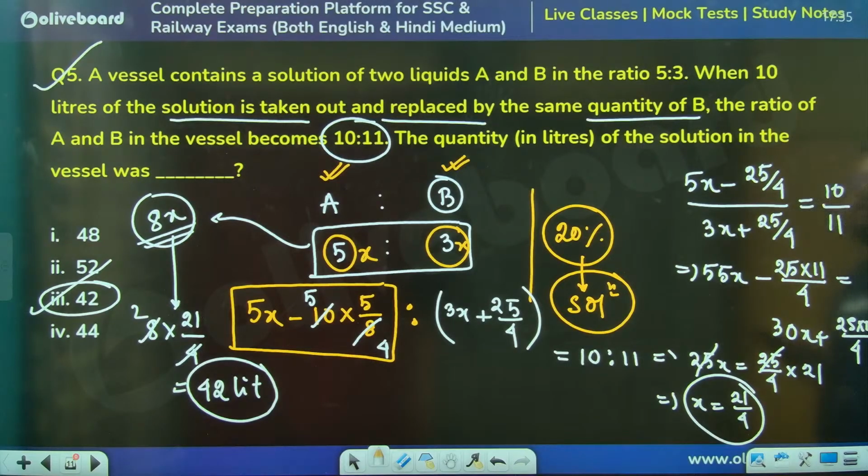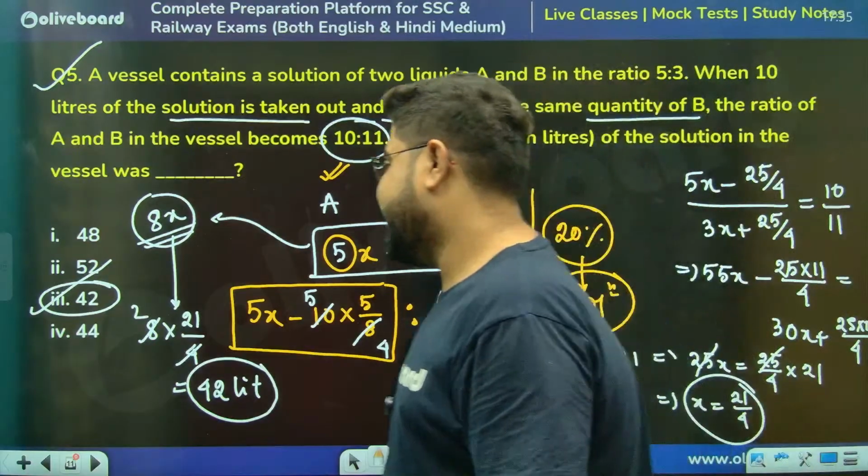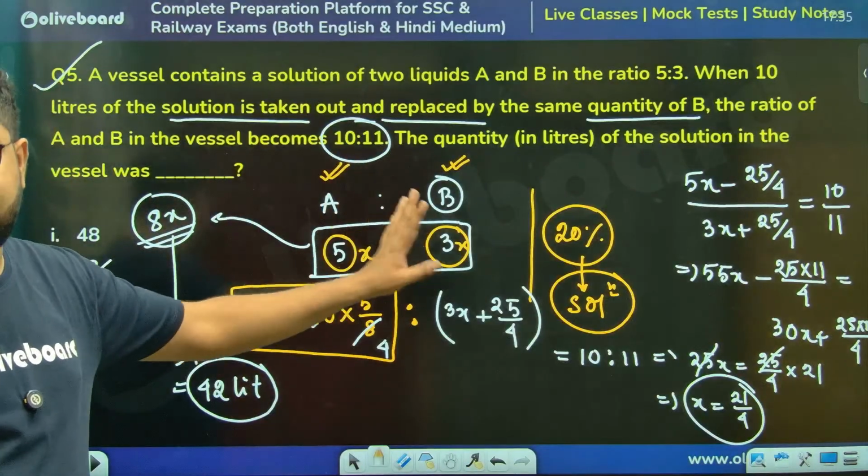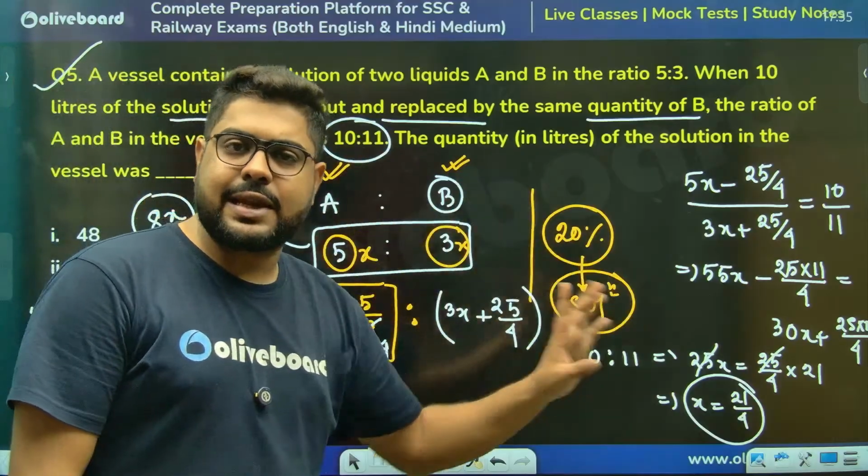It was a CGL 2019 question. This is CGL 2019. Perfect. Very good quality quiz. Acha, everybody understood this? Everyone, this is clear?